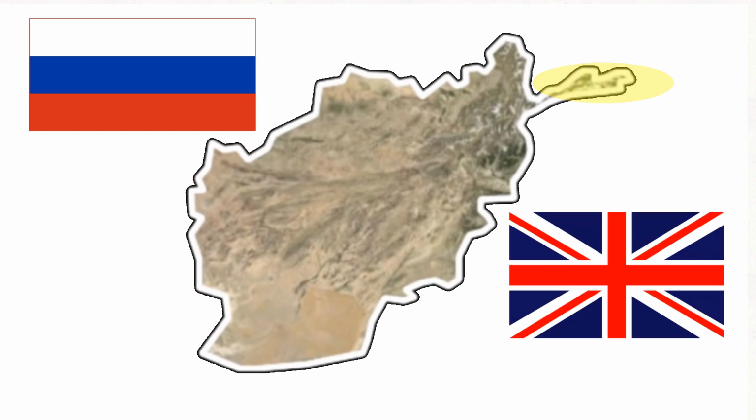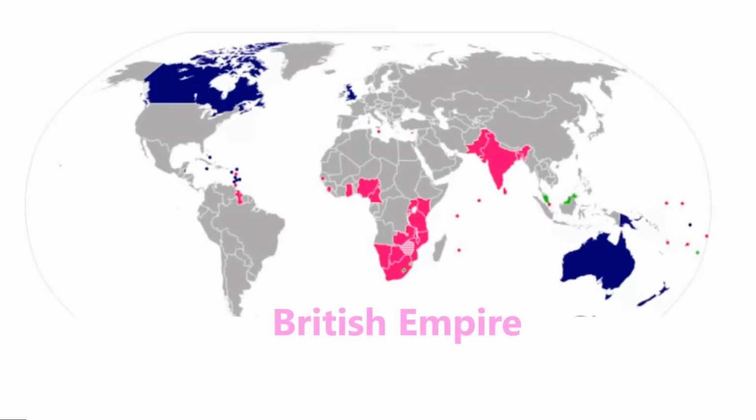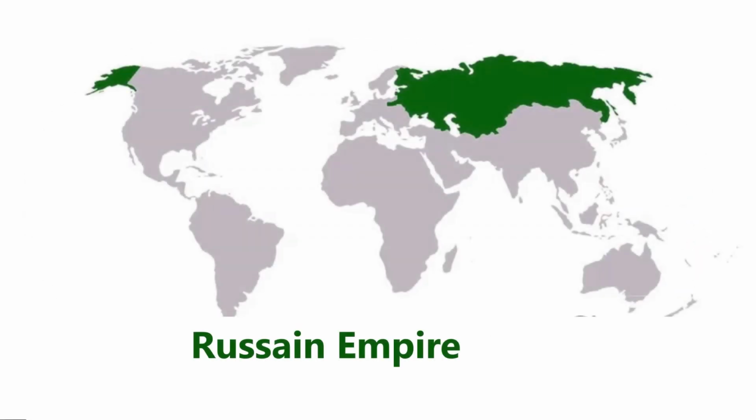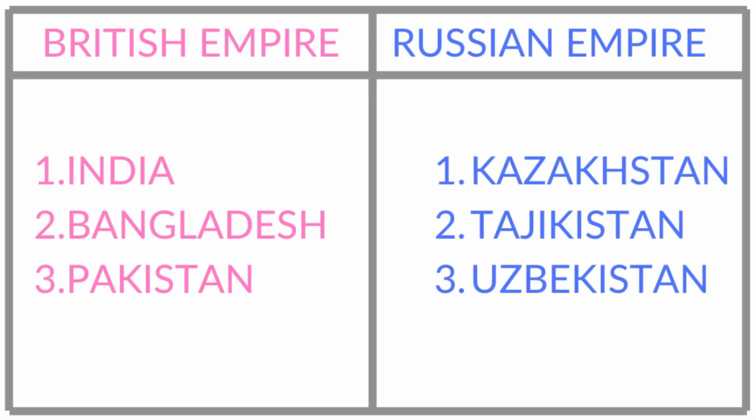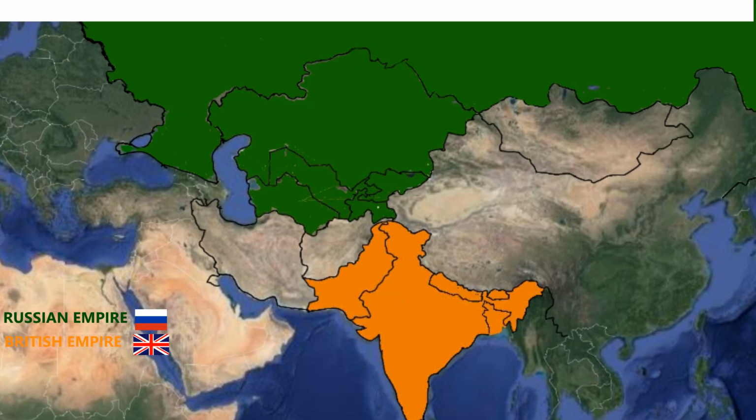It is technically because of the UK and Russia. See, back in the 1800s, the British and the Russians were competing with each other to see who could conquer the largest global empire in terms of colonization and influence. Russia took over many Central Asian countries such as Kazakhstan, Tajikistan, Uzbekistan, while the British took over many South Asian countries such as India, Bangladesh and Pakistan.